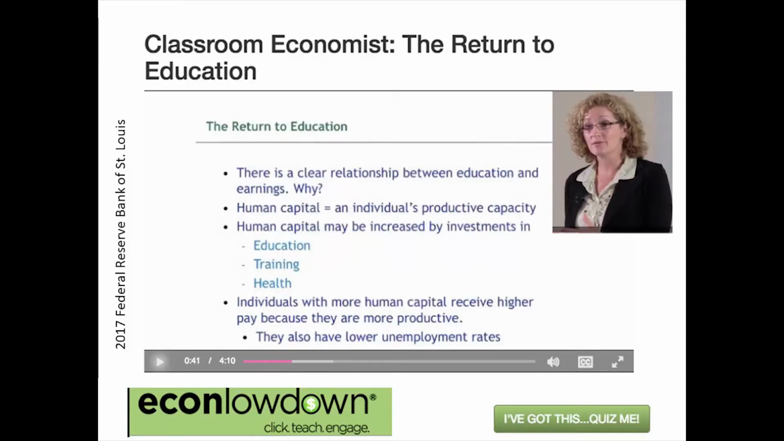Here's another. This is also from Economic Lowdown, which is the Federal Reserve website, but she is from the Atlanta Fed. And so the Atlanta Fed is on there, the St. Louis Fed, and there's another Fed on there. They're all on there, so they all present different aspects of this. So she does a mini lesson on returns to education where she actually talks about human capital.